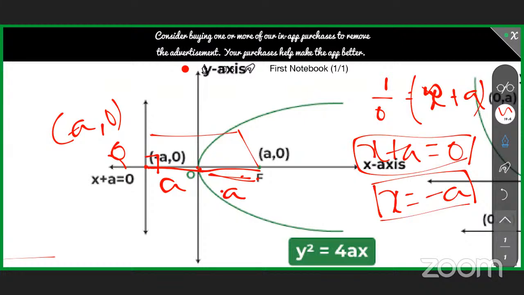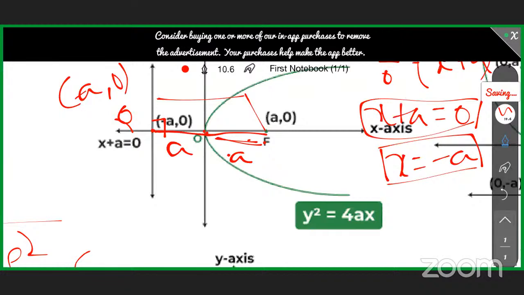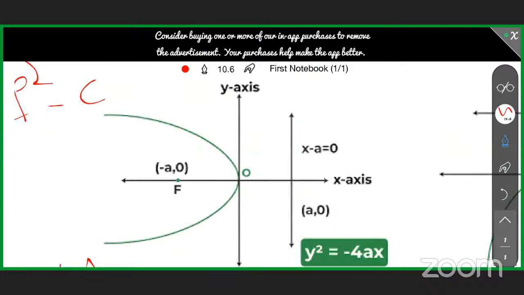When I say y square is equal to 4ax, my parabola is towards the positive direction of the x-axis, and the focus is on the positive x-axis, and the directrix of this parabola will be on the negative x-axis, and the equation will be x plus a is equal to 0 or x is equal to minus a. Now we are going to learn the second type of parabola, that is y square is equal to minus 4ax.